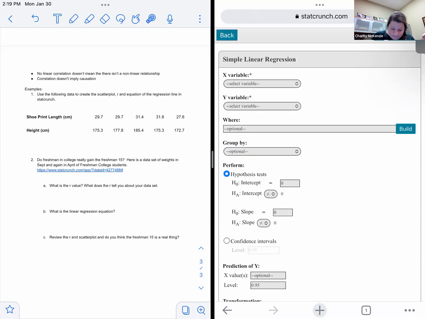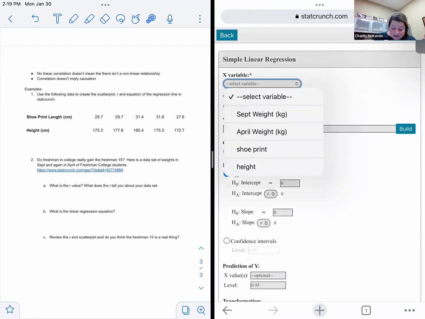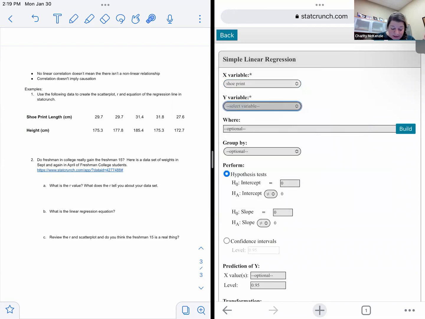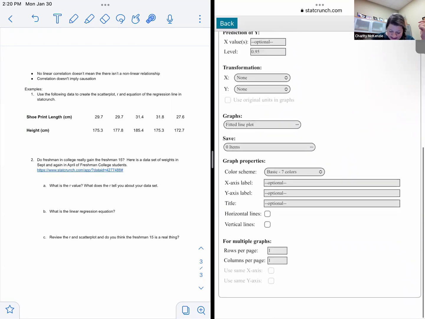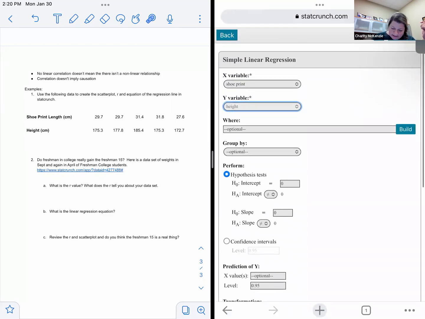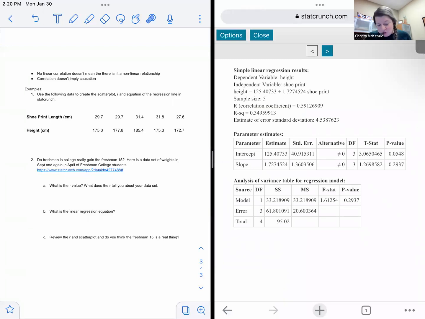So then simple linear, and then you tell it where your X's are. So this is why I labeled mine, shoe print and height. And the rest we just leave and push compute. Okay, it gives us a lot of information here. At the top, where it says height equals 125.4, that is your B or your y-intercept, plus 1.72 shoe. That's your equation of your line right there.